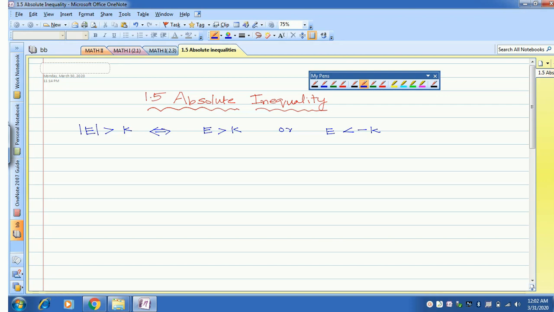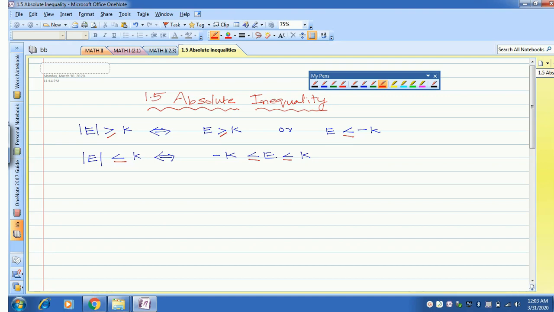So this is the first definition. If you have absolute E is less than K, then this is equal to minus K less than E less than K. If it is equal, what is the only change you have here? Therefore here you have greater than or equal K, and here less than or equal minus K. Suppose absolute value is less than or equal K, then minus K less than or equal E less than or equal plus K. Now we will go with the first problem.